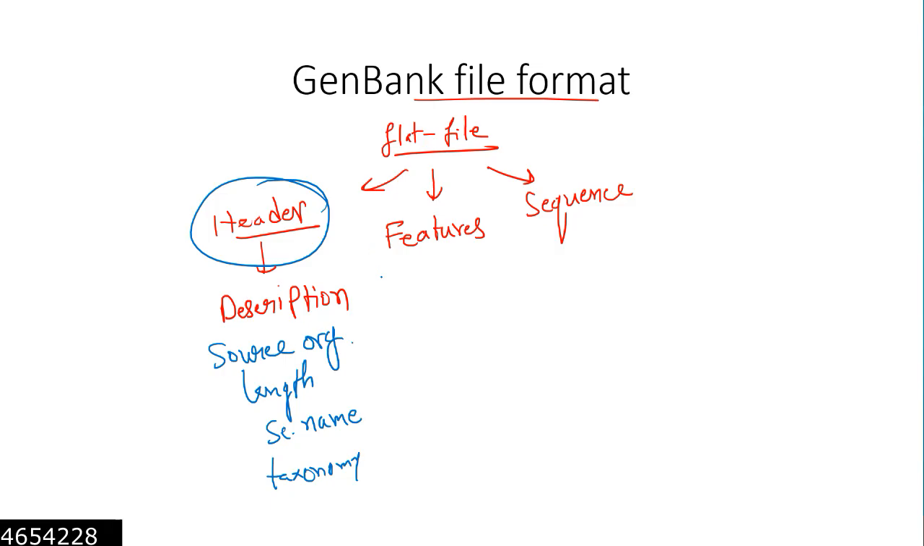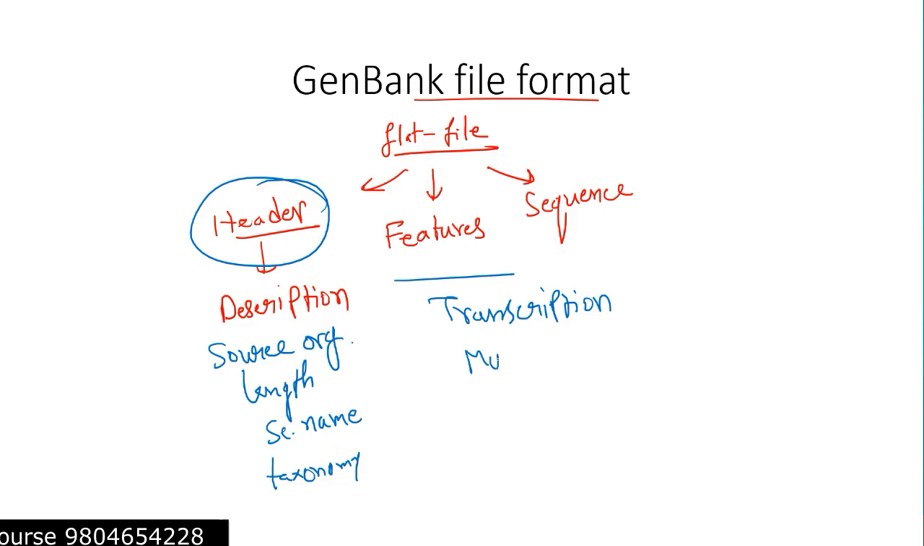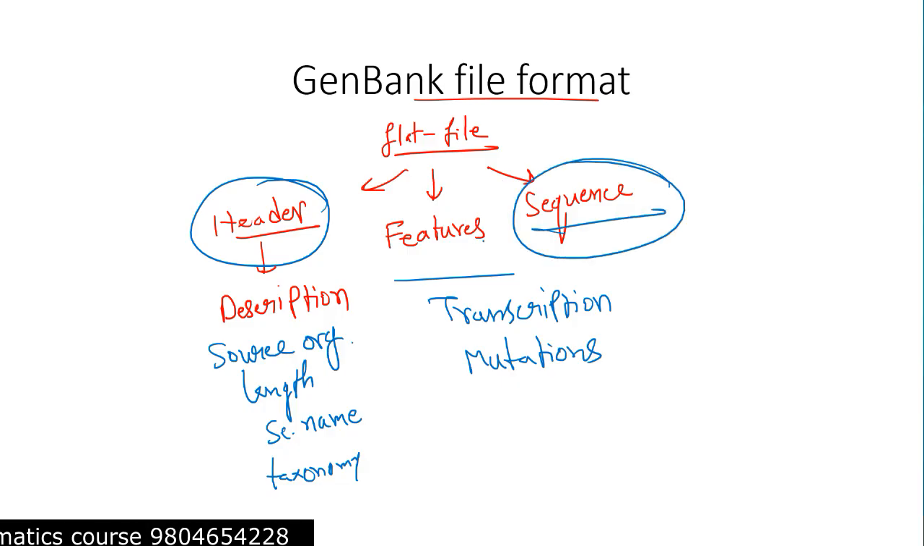It also carries information regarding transcriptional units. Also carries information regarding mutations. So it's kind of all-in-one information. And bibliographic references. And then the rest is the sequence part, which represents the composition of the sequence by IUPAC symbols. So these three components are of the flat file format.